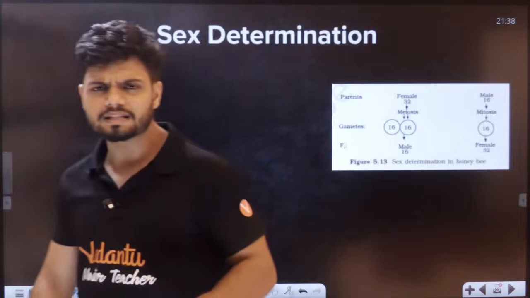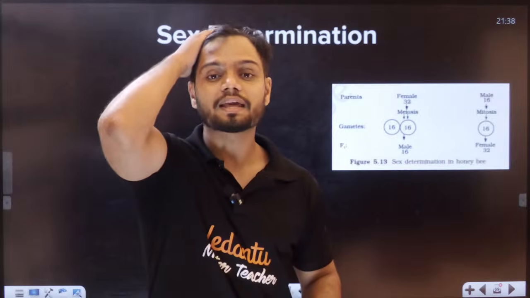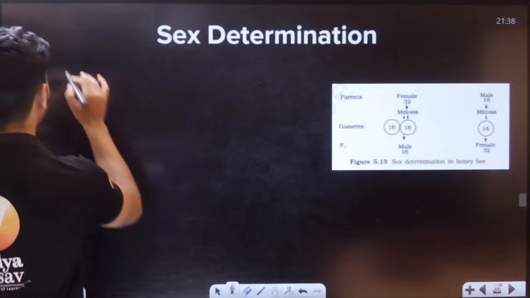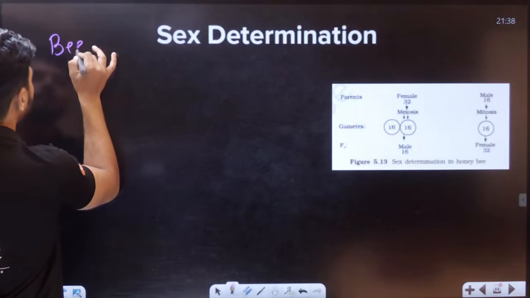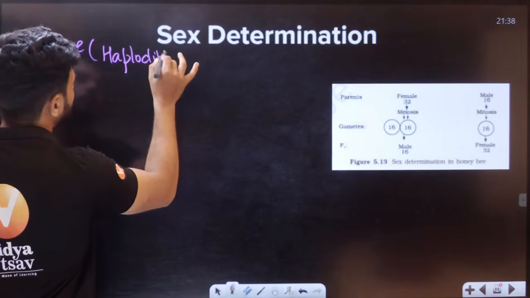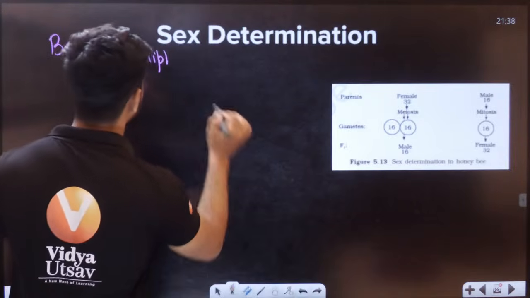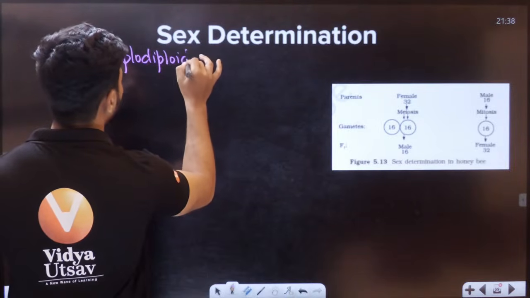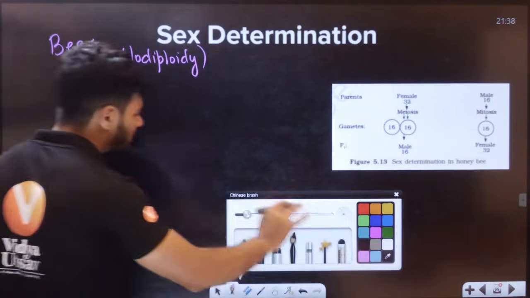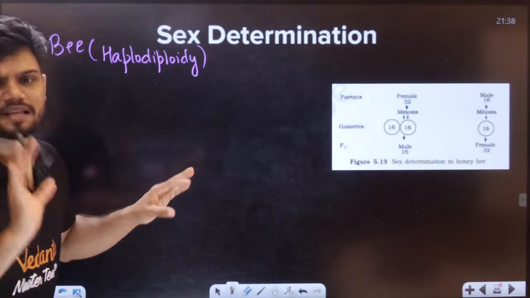But there is a special type of sex determination now. This is mainly seen in the case of ants, certain types of wasps and bees. In the case of bees generally, it is called haplodiploidy sex determination, students. Now, students, this is very, very simple. Please understand what exactly is happening here. It is very easy.